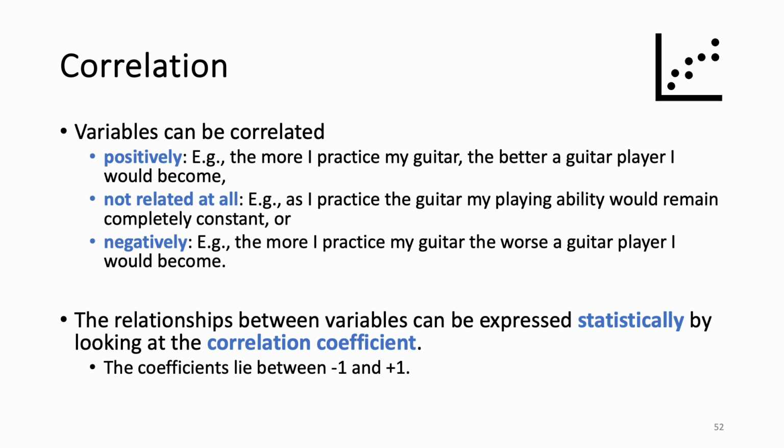First, the more I practice my guitar, the better a guitar player I would become. So here we can see that we have a positive correlation, because as I practice more, I would become a better guitar player. So one variable goes up and the other one also goes up.